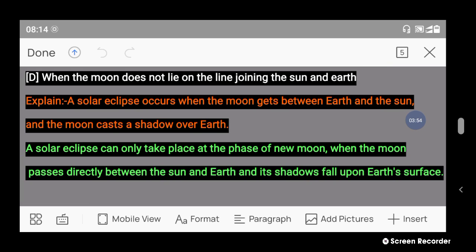A solar eclipse occurs when the moon gets between the earth and the sun, and the moon casts a shadow over earth. A solar eclipse can only take place at the phase of new moon, when the moon passes directly between the sun and earth, and its shadows fall upon earth's surface. Next question.